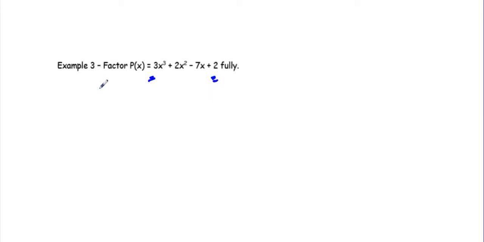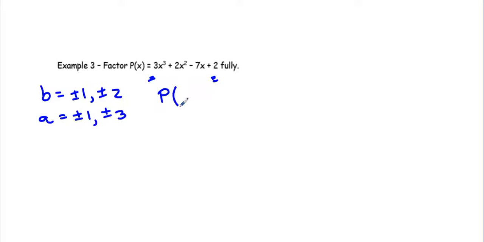And what this says is that you have to take all of the factors of your last number. So that's going to give you your b. So your b is going to be plus or minus 1 and plus or minus 2. And your a is going to be factors of the leading coefficient. So plus or minus 1, plus or minus 3. And your actual divisor or factor will be b over a.